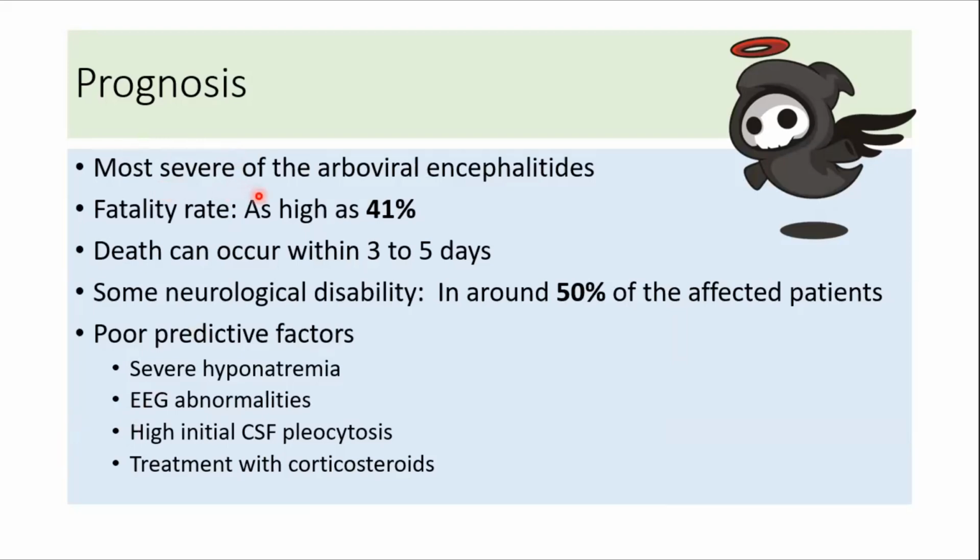This is the most severe form of arboviral encephalitis, and the case fatality rate is around 41%, and death can occur within 3 to 5 days of the infection. And in around 50% of the patients affected by this disease, there can be neurological disability. Similarly, severe hyponatremia, presence of EEG abnormalities, presence of high CSF pleocytosis, and treatment with corticosteroids are associated with poor outcomes.